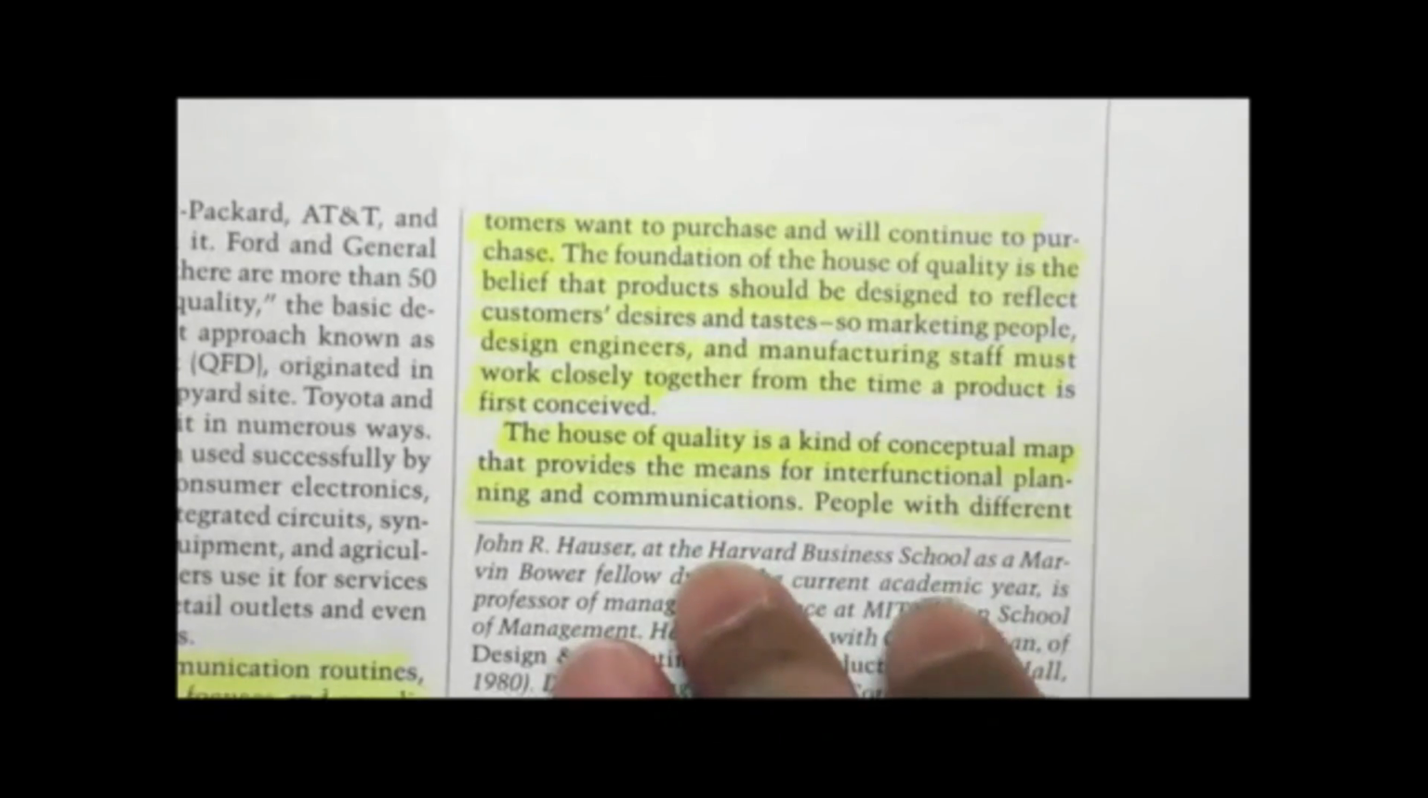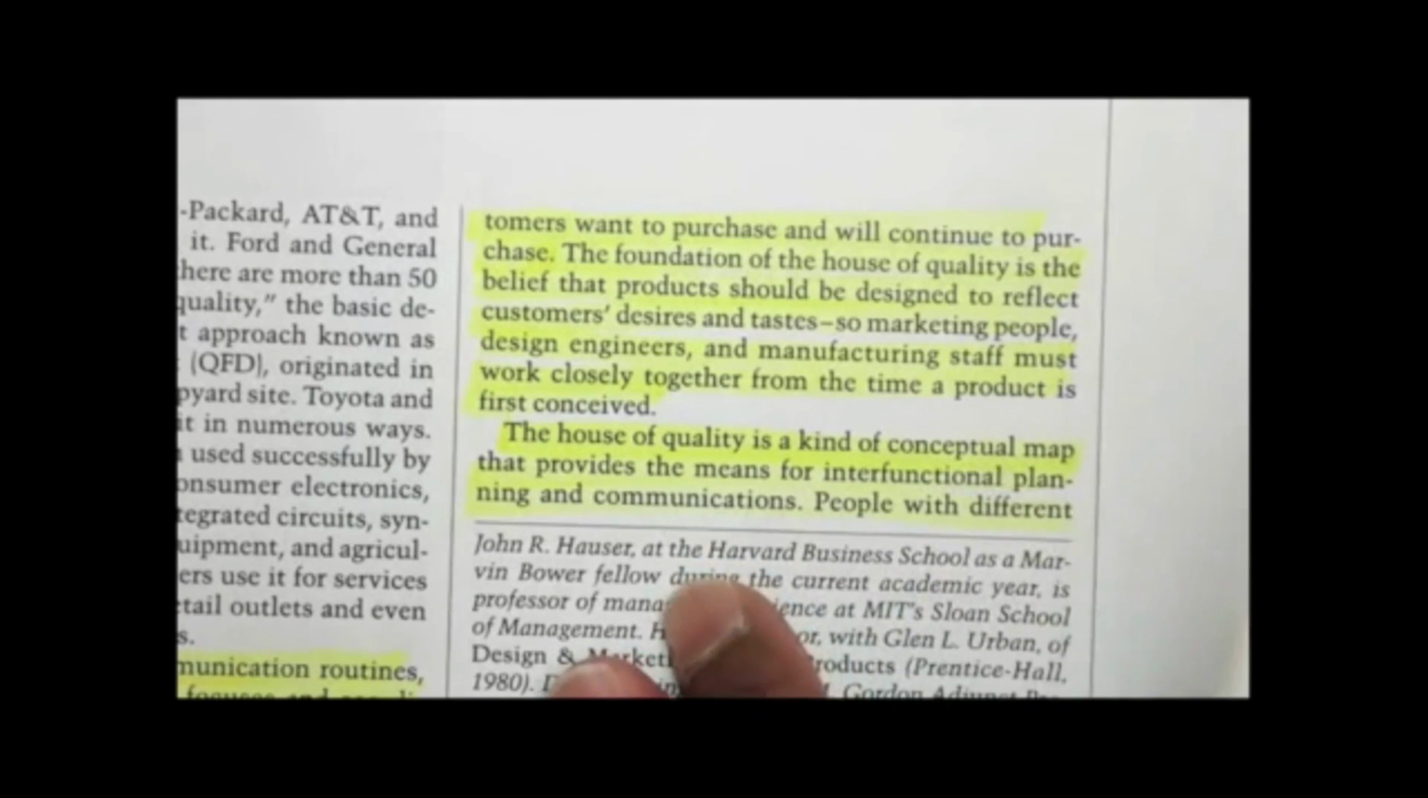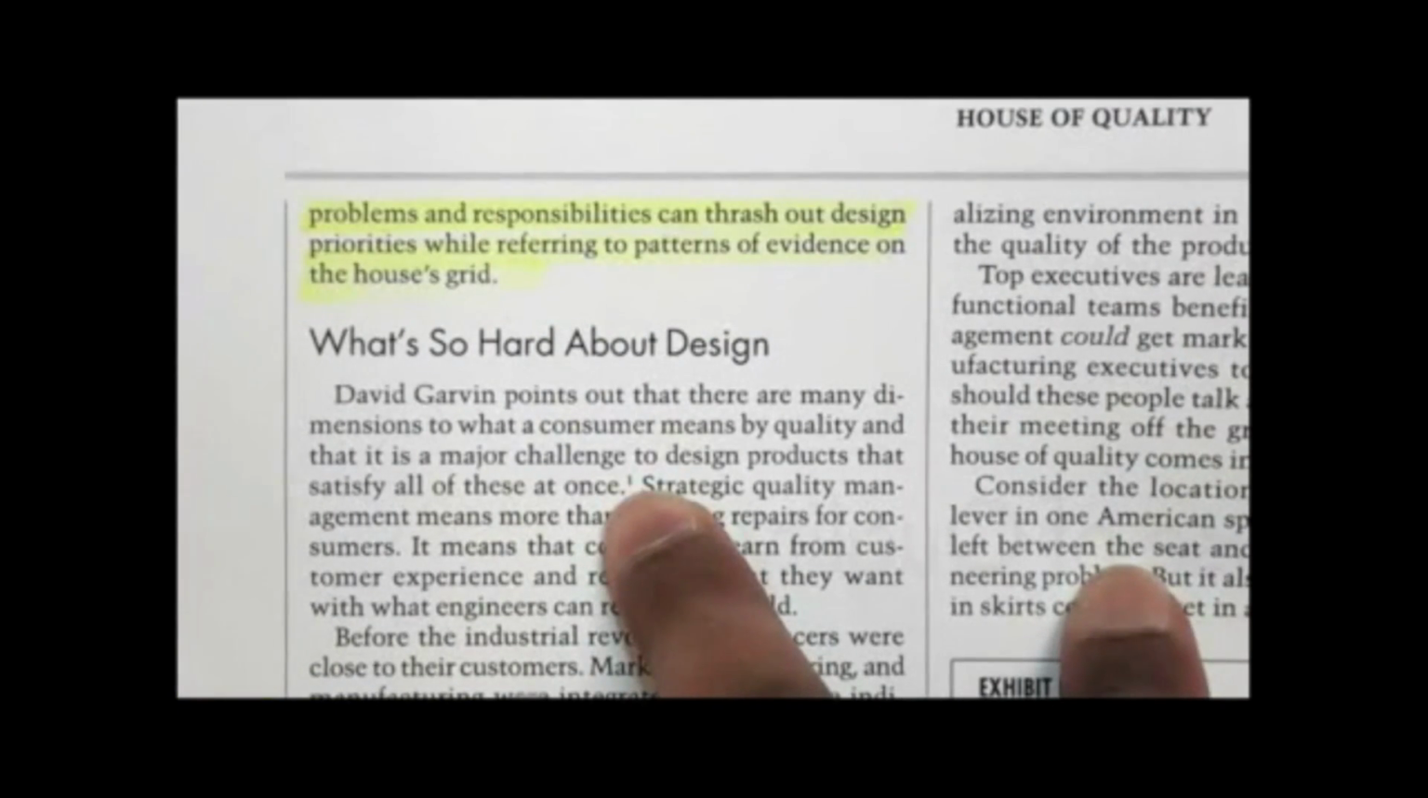and make sure that all of our activities focus on that. So the house of quality is a kind of conceptual map that provides a means for interfunctional planning and communications. People with different functional problems and responsibilities can thrash out design priorities while referring to patterns of evidence on the house grid. Instead of each maintaining their own point, you've got this grid or matrix which serves to remind everybody of what is important.